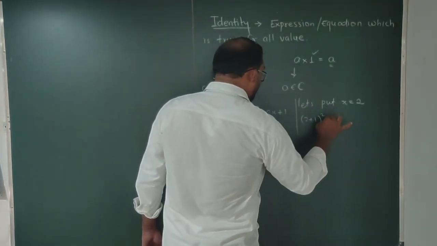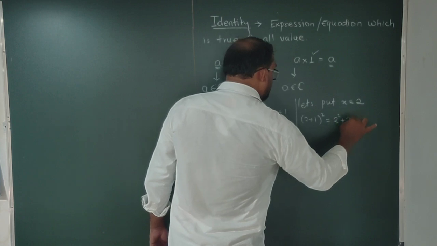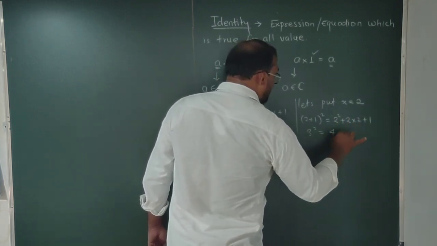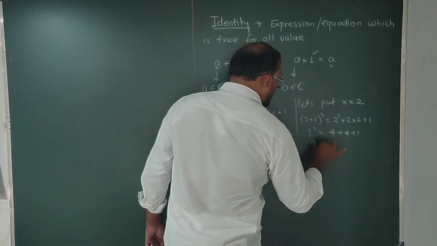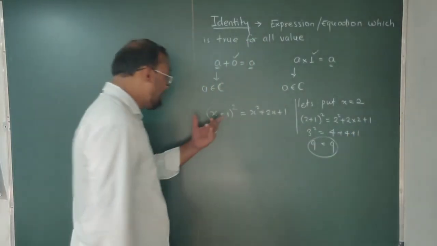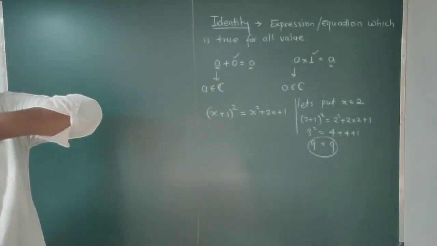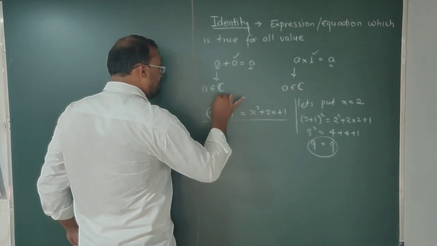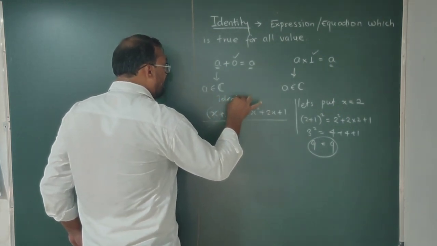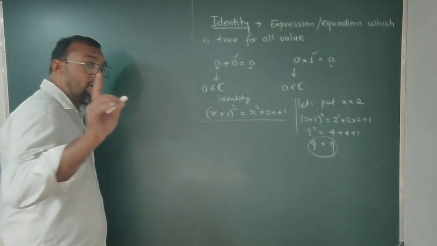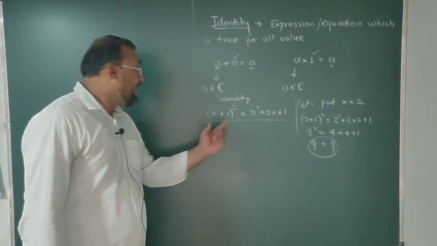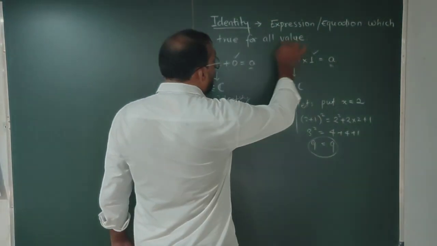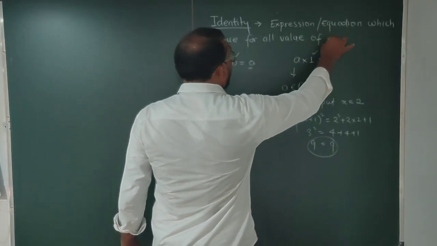So 2 plus 1 whole square is equal to 2 square plus 2 into 2 plus 1. So this becomes 3 square, this is 4 plus 4 plus 1, this is 9 equals to 9. You can check that this relation holds true for any value. That means this is an identity. Now again, the word I would like to emphasize here is that it is true for all values of x.